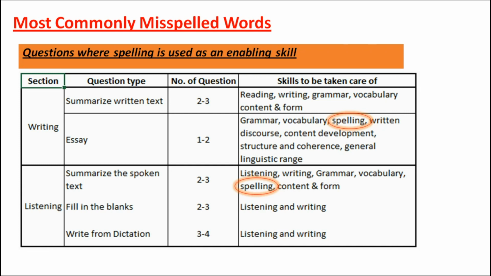Now if we talk about the first question in writing, that is summarize the written text, they have not mentioned spellings as an enabling skill. For God's sake, it's a writing exam. How can they let go people with incorrect spellings here? Right? So guys, it is implied here to write correct spellings. And also for these 5 questions, please keep in mind you cannot misspell anywhere.